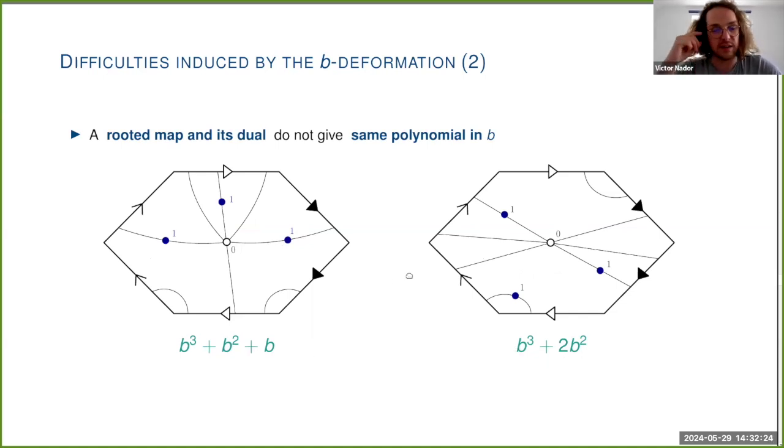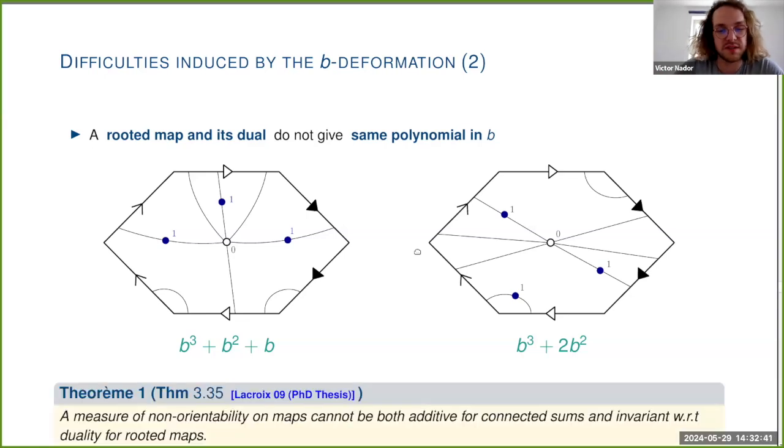And this may seem innocent, but we'll see later that to properly compute the B weight of our objects, we really want this property. We need to alternate between the map and the dual. And so this is a source of additional difficulty.